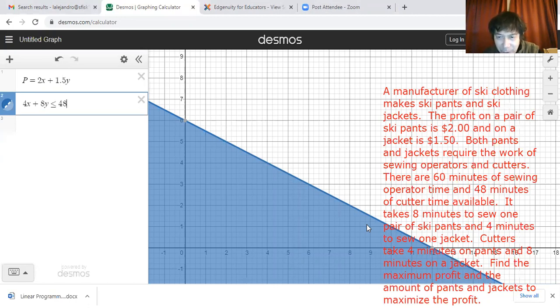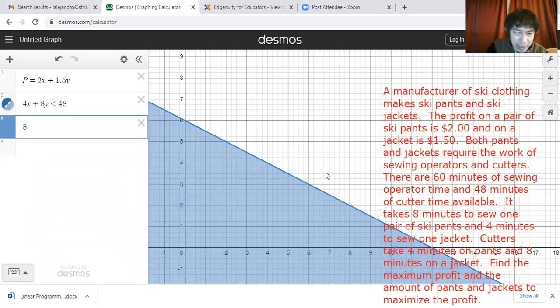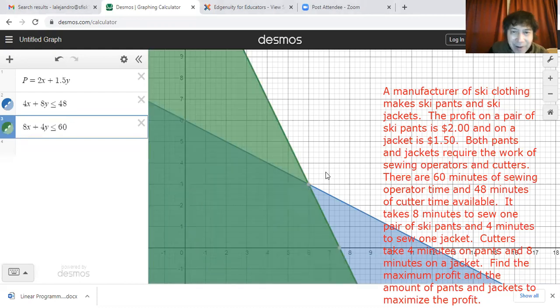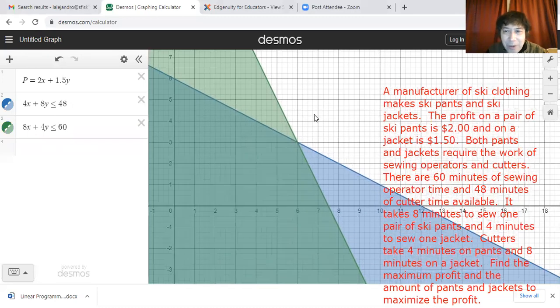Now let's go to the sewing. We have an allowable 60 minutes for sewing, and that will be 8 minutes to sew a pair of ski pants. So we will start with 8x plus 4 minutes to sew one jacket, which means 4y there. And this will be less than or equal to 60 minutes. So these are our constraints.